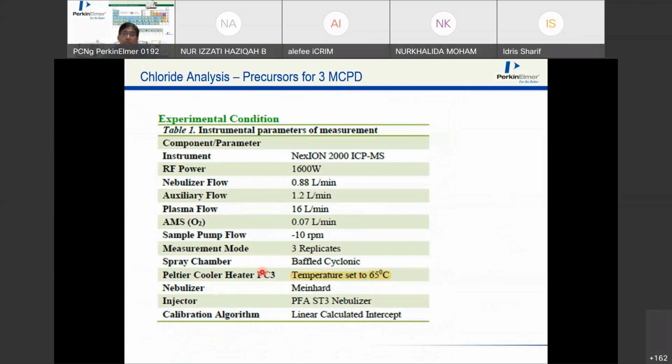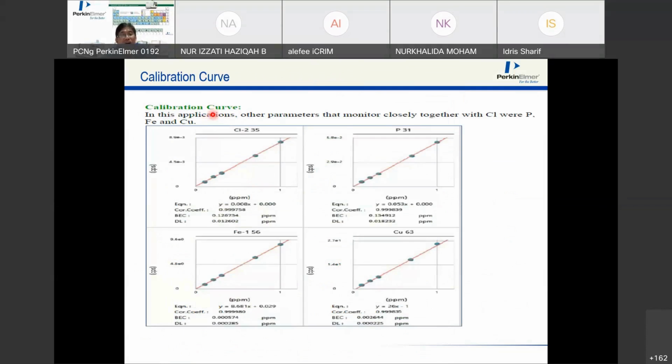So we check the chloride. In this case, because it is palm oil, we inject it, right? We heat up to 65 degrees. So we are checking on chloride. It is a precursor for 3-MCPD, and it can detect down to about 0.01 ppm. Malaysia MPOB implements 2 ppm for palm oil for 3-MCPD, and this is a precursor. If chloride is lower than that, it's okay.